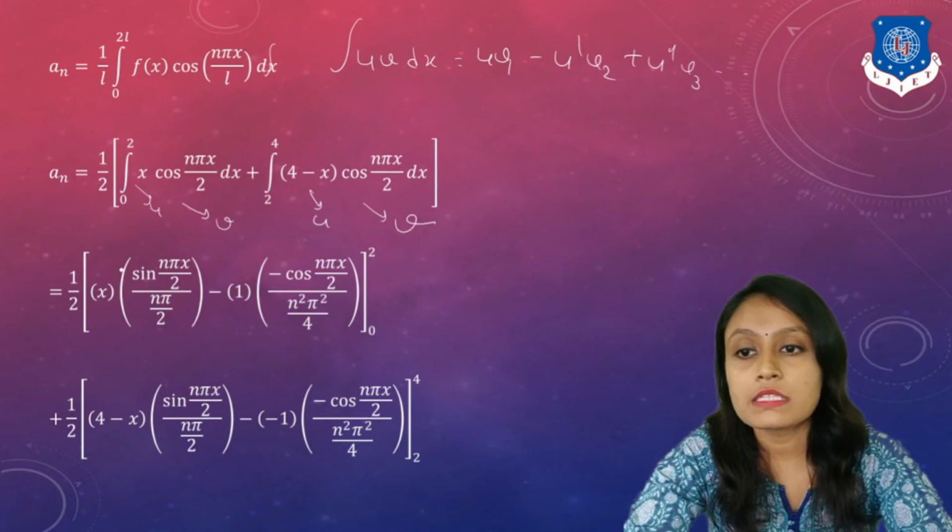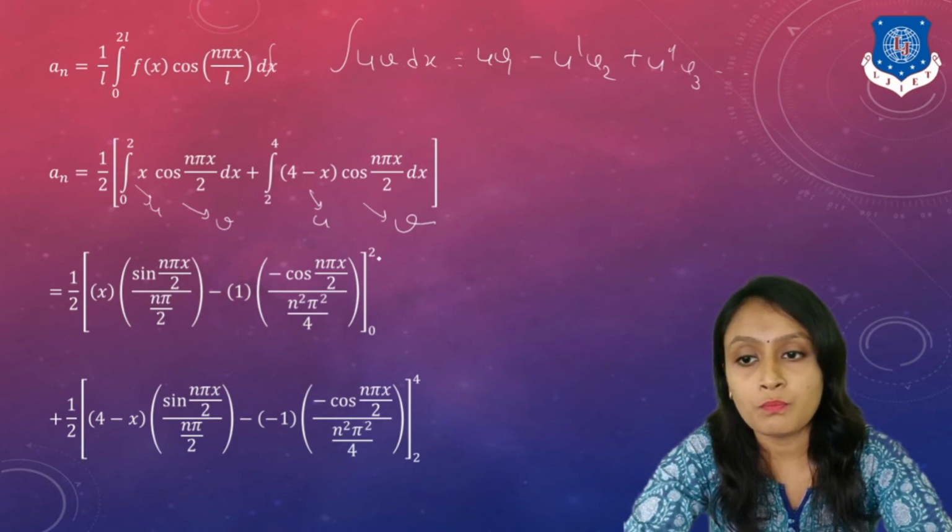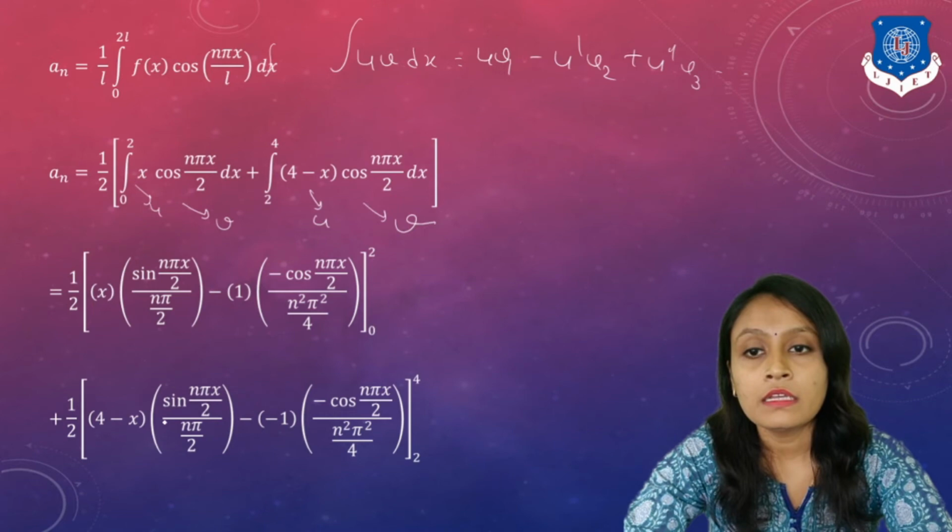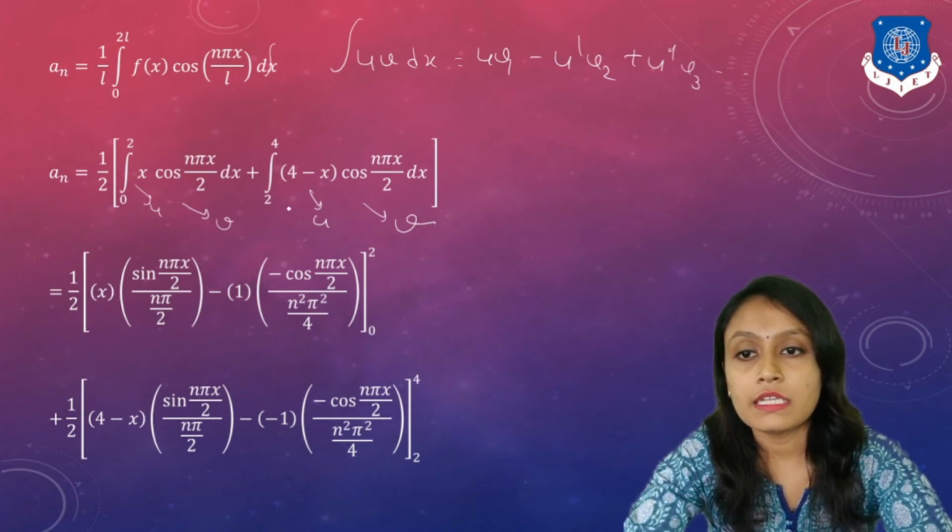So first, u stays as it is, so x as it is, and the integration of cos. So here we have sin n pi x upon 2 divided by n pi by 2, minus the derivative of x, which is 1, and the integration of the sin term, that is minus cos n pi x upon 2 upon n square pi square by 4, and the limit is 0 to 2. Similarly, we apply this uv rule for the integration from 2 to 4 of 4 minus x times cos n pi x upon 2. So you will get this term.